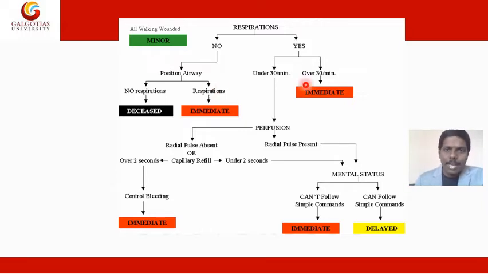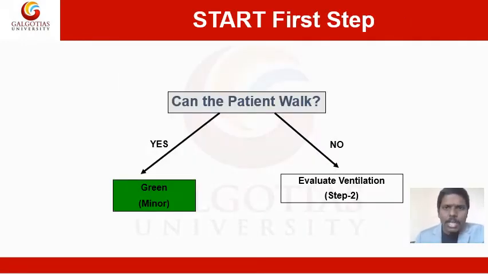So we have minor and immediate. If the patient has any respiratory problems, then he needs to go for immediate. For perfusion, we need to go for immediate or delayed. This is the triage classification. The first step in triage is to check whether the patient is able to walk or not. If he can walk, then it is green. If he is unable to walk, then we move on to ventilation.